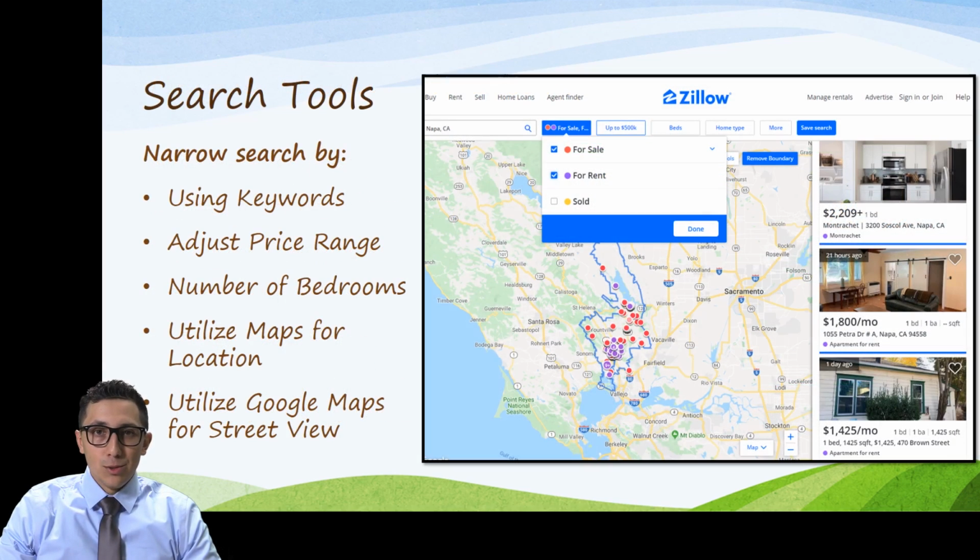Use housing search tools to narrow your search by using keywords, adjusting the price range, the number of rooms, and utilizing maps to set locations.